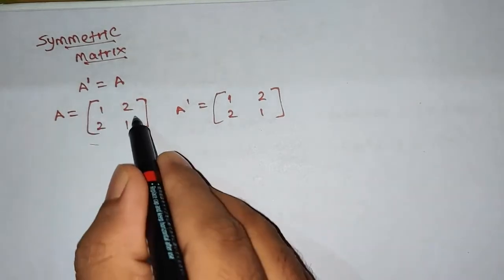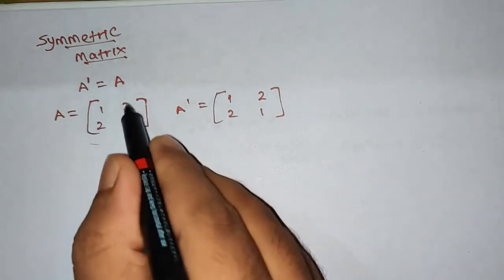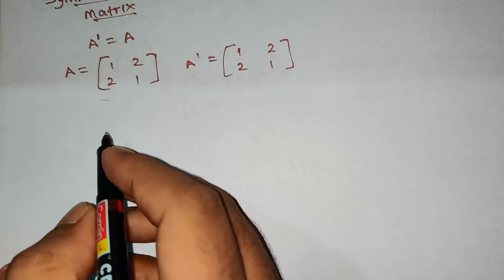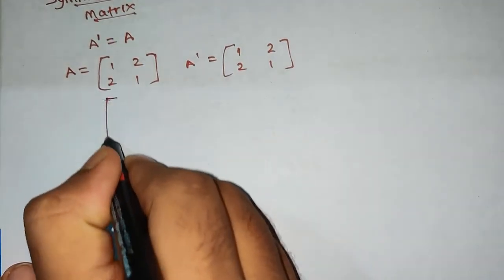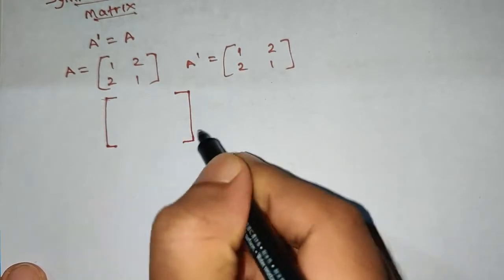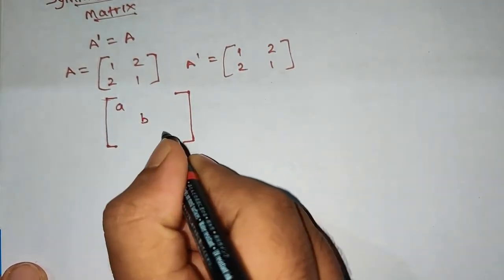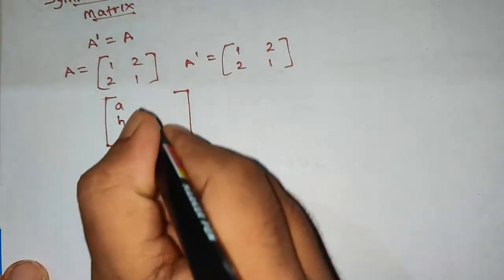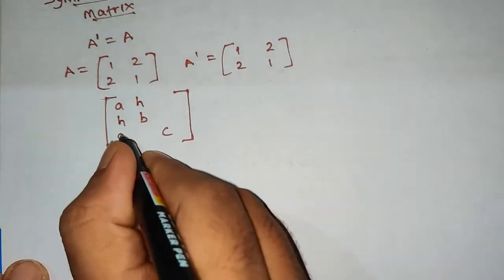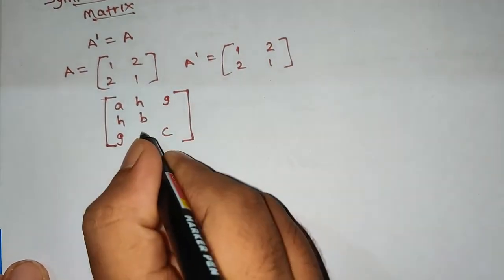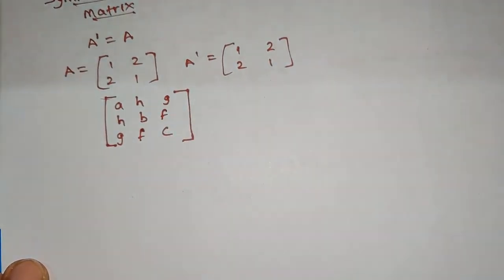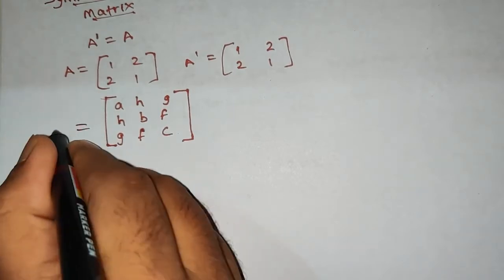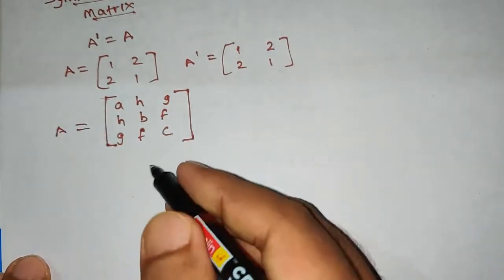So you might have got the idea that a symmetric matrix usually looks something like this, or I should write the general representation of a symmetric matrix here. Any matrix of the form A, B, C, where the diagonal elements can be anything, but whatever is here, the same element should be here. Whatever is here, the same element should be here, and whatever is here, the same element should be here. So this is the general representation of a symmetric matrix.